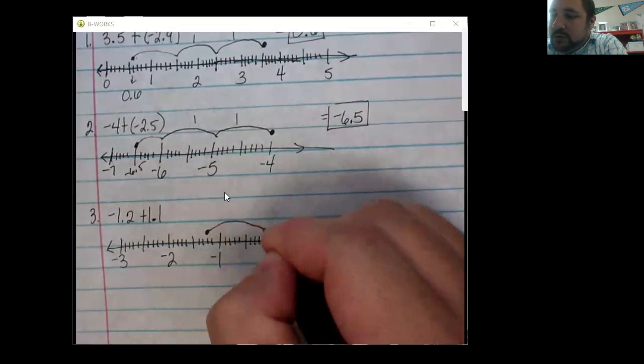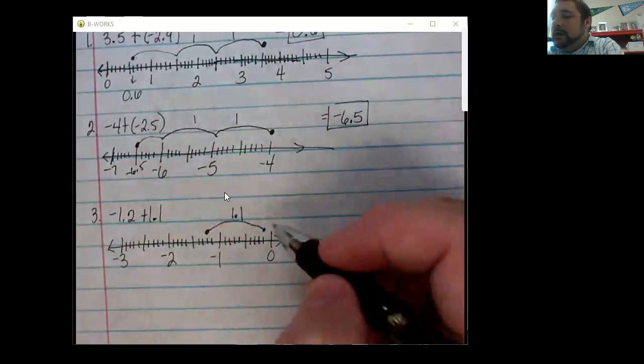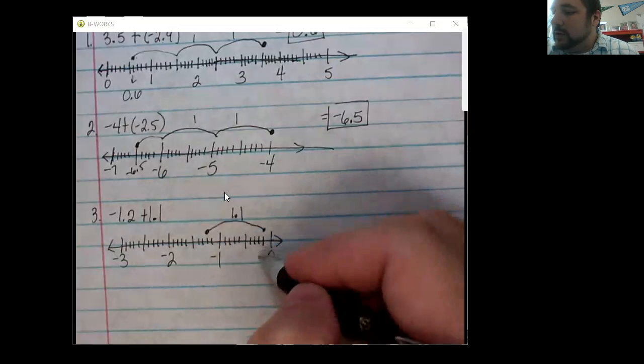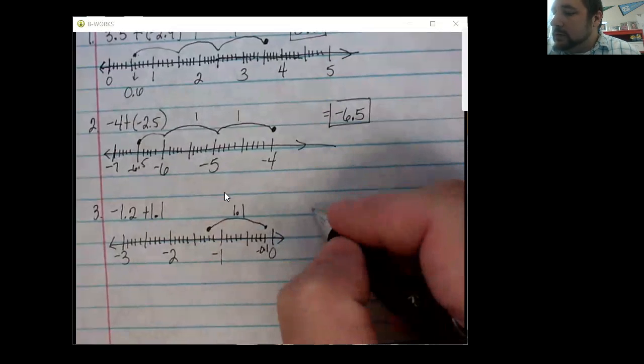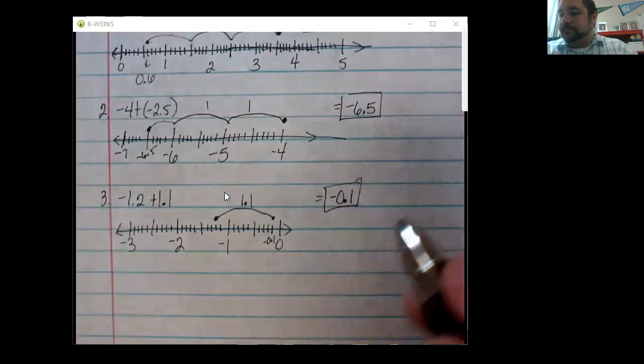So this time we're going to the right because it is positive. So we end up at the mark beside 0, which is -0.1. So -1.2 plus +1.1 is -0.1.